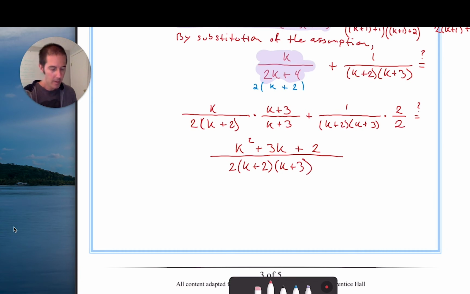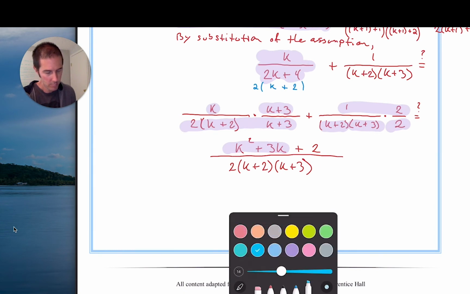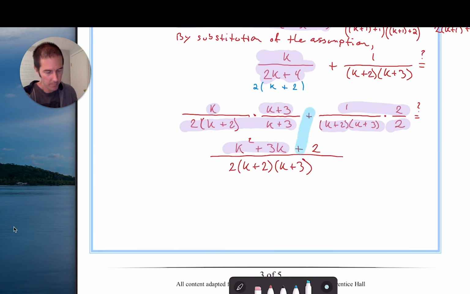So since we have a common denominator, 2 times k plus 2 times k plus 3, those two fractions have the same denominator. I'm allowed to add their numerators together. And k times k plus 3, if you distribute, you get k squared plus 3k. And then the 1 times the 2 gives you the plus 2. Where did the plus come from? It's right here. Those are the same plus signs. So just making sure that you're on board with where all those things came from.